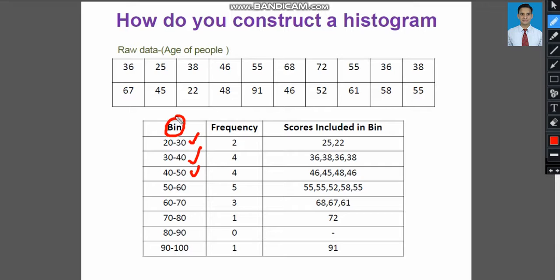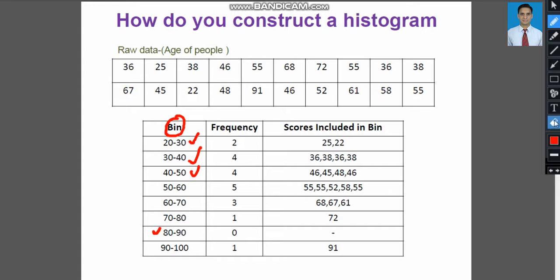Similarly the third one, fourth one, fifth one, and if you see the second last one, the interval between 80 and 90, there is no one in the raw data whose age falls between 80 and 90, so the frequency is 0.